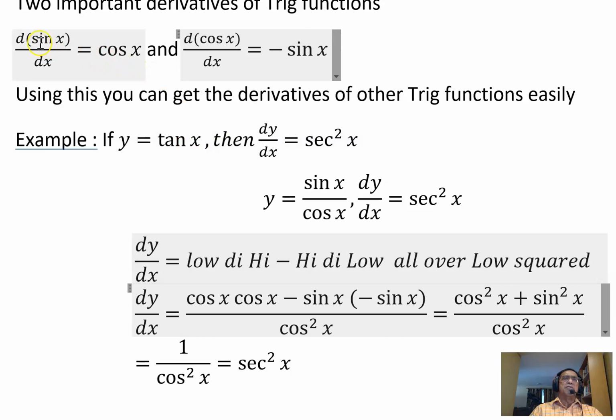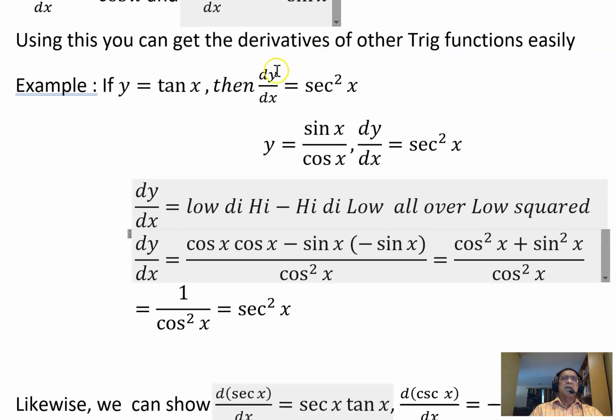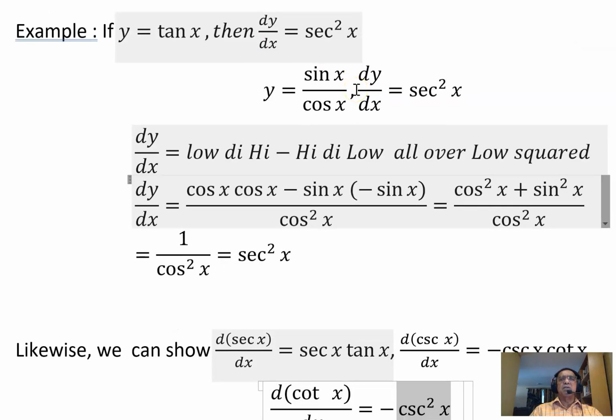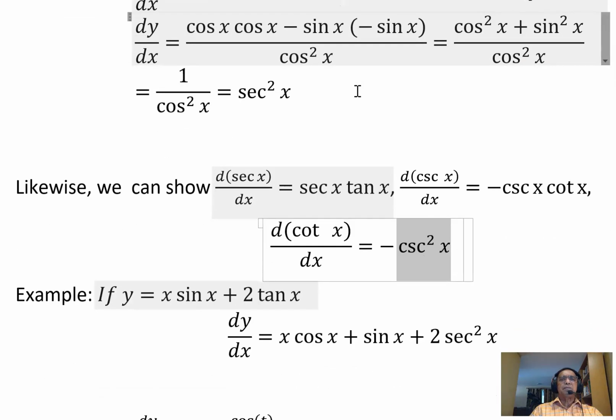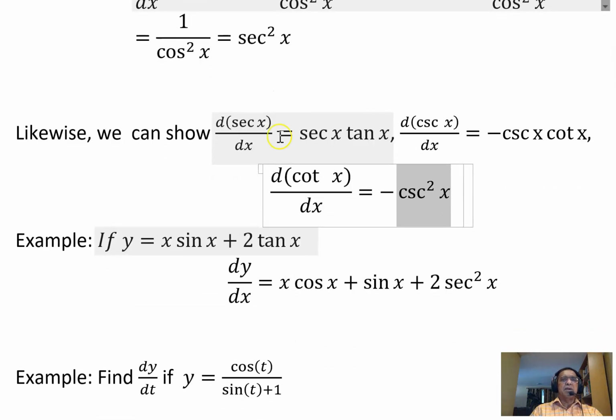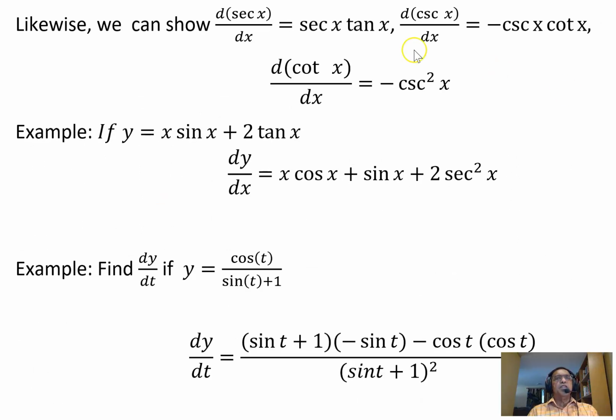So what are the basic things? The derivative of sine x is cosine x, the derivative of cosine x is negative sine x, and the derivative of tangent x is secant squared x. In addition to these, you also need to know the derivative of secant x, which is secant x tangent x, the derivative of cosecant x, which is negative cosecant x cotangent x, and the derivative of cotangent x. You must know this by heart. There's no way out, because these are the first 6 trig functions and you should know their derivatives.